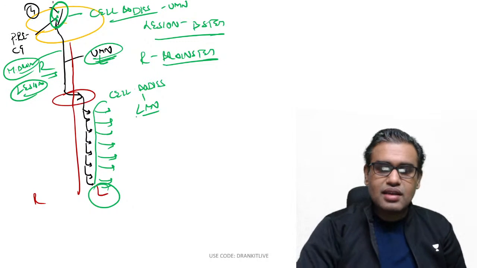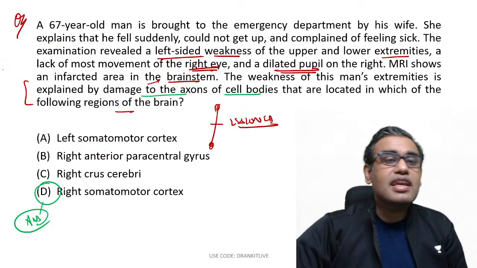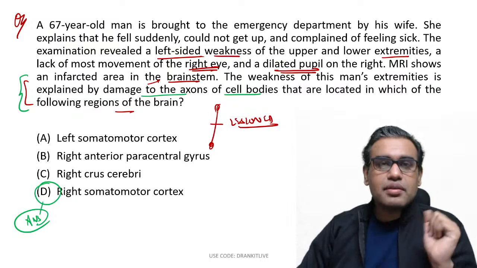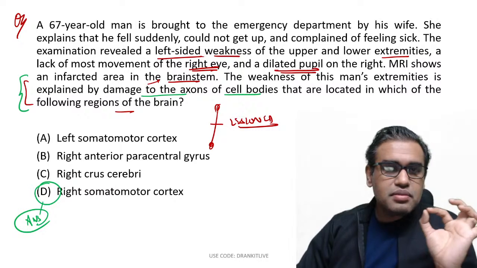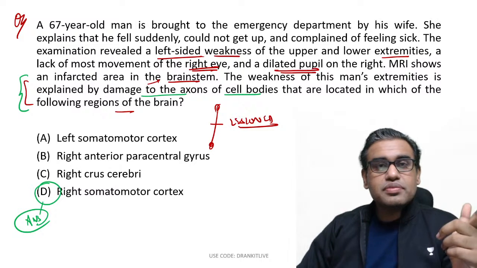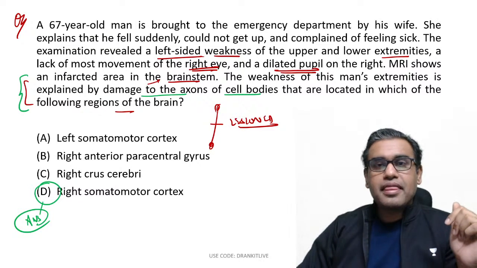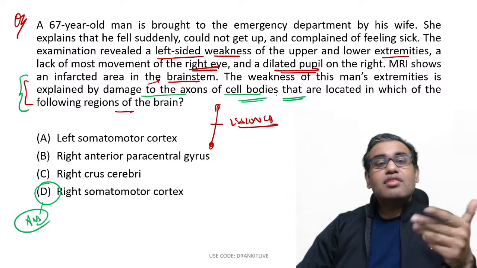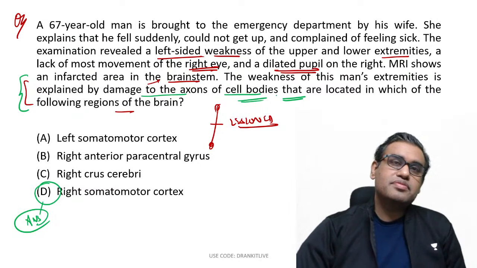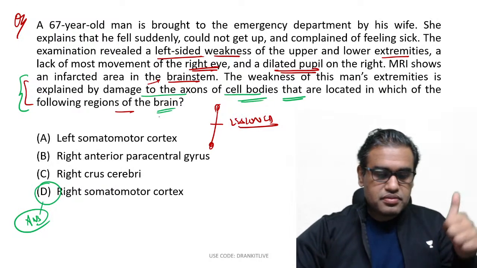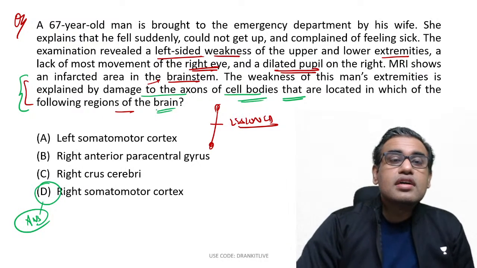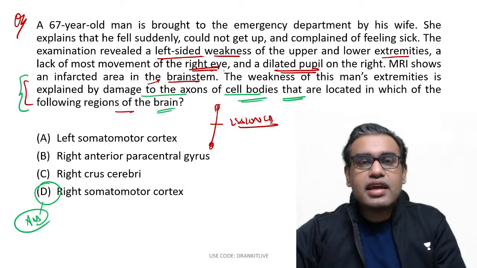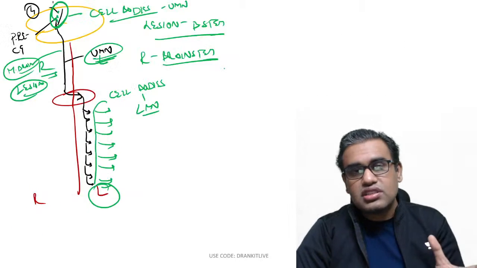Yes, Anjali, cell body. Yes, that is asking you cell body. I was telling you to read this last line twice. Let us read it once more. The weakness of the man's extremity is explained by damage to the axons of cell body that are located, so that means cell body that are located in which of the following regions of the brain. It is already asking you which part of the brain. So same question, if we remove this last line, we change the question. That is how the clinical questions will come.